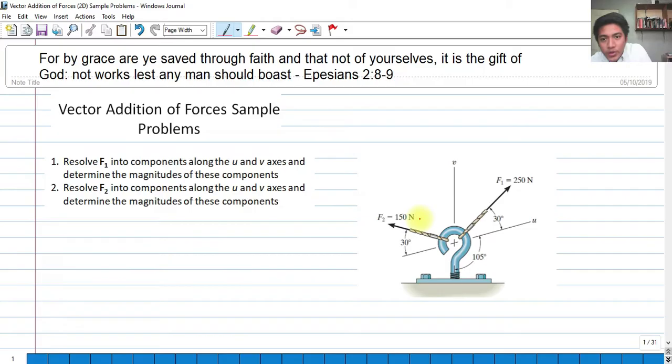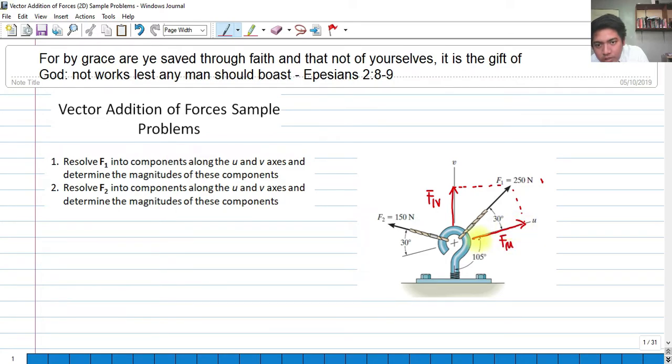So as we all know, we can project this F1 in our v-axis. This would be our F1v. And to our u-axis, such that this would be our F1u.